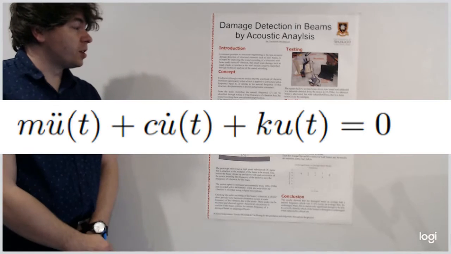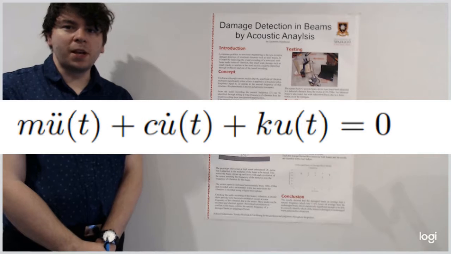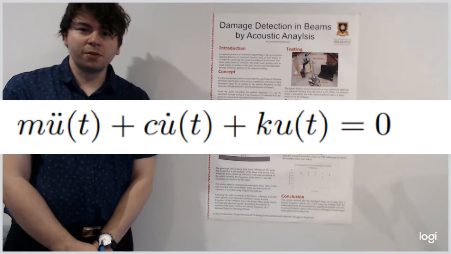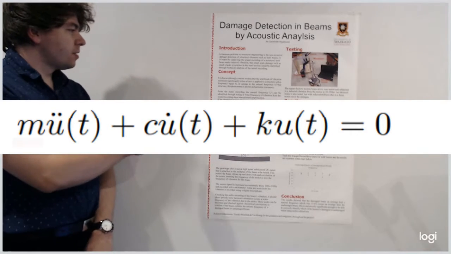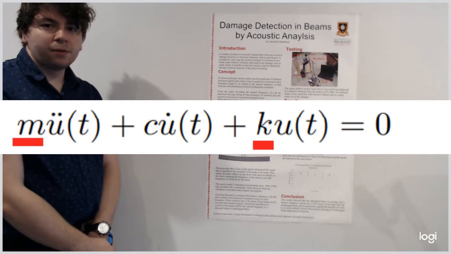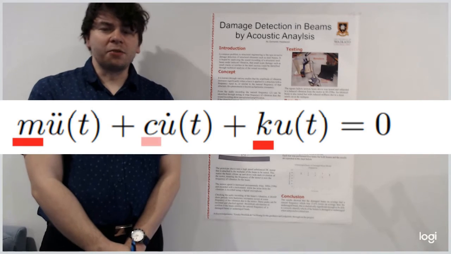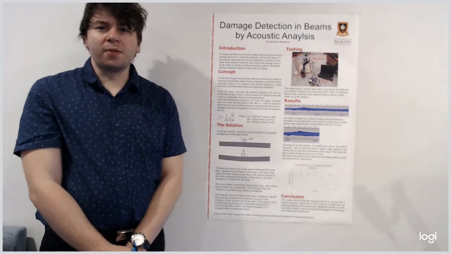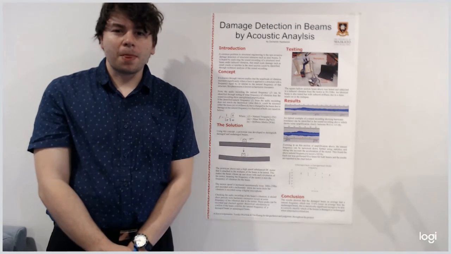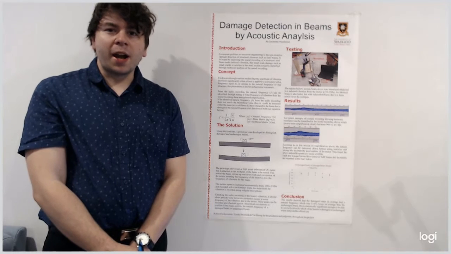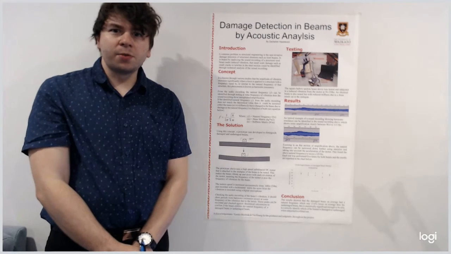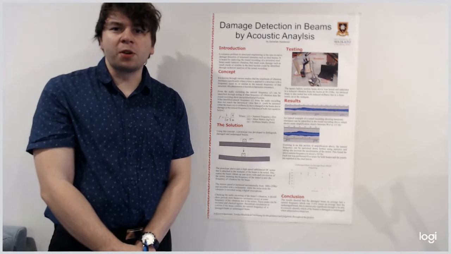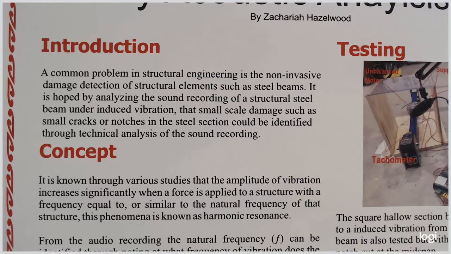Using the equation of motion, there's 3 properties of a beam which relate to its vibration: mass, stiffness, and damping. I'm particularly interested in using stiffness as a metric to measure the amplitude of vibration of a beam. This is as if there's a minor crack in a beam, its mass will not reduce much, but its stiffness will be greatly affected. So now that we know we can use sound to measure stiffness, we have to ask ourselves, why would we want to do this?